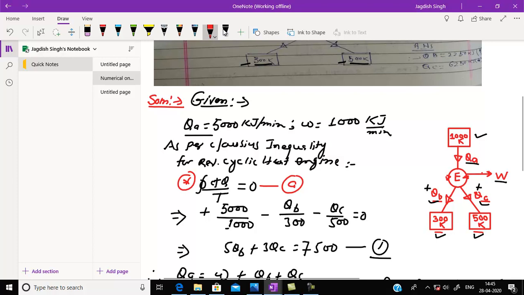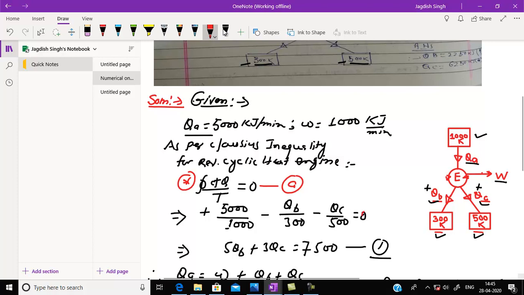Minus QB by 300. Why this minus sign? Because we have assumed that this QB amount of heat is rejected. Therefore, this has this negative sign. This is QB by 300, and this QC amount of heat is rejected. That's why this minus sign will be there. This QC by 500 is equal to 0, right?